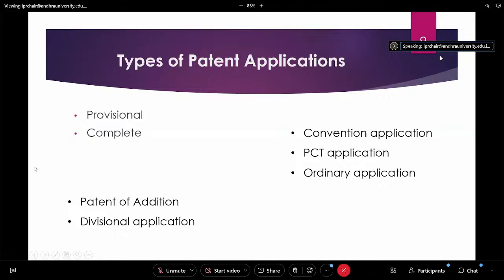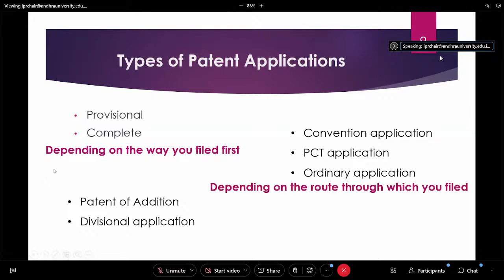First one is provisional and complete application, depending on the way you filed. So if you are ready with your full data, you can file complete patent application. If you are not ready, and if you think that you will be ready within next 12 months, you can file the provisional patent application. So you have the obligation to file the complete specification within 12 months of time. Otherwise, your application will be abandoned. In legal terminologies, it's called abandoned. So depending on the way it is filed, there are 2 kinds of application, provisional and complete.